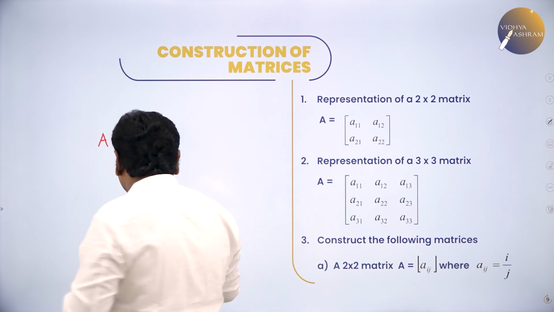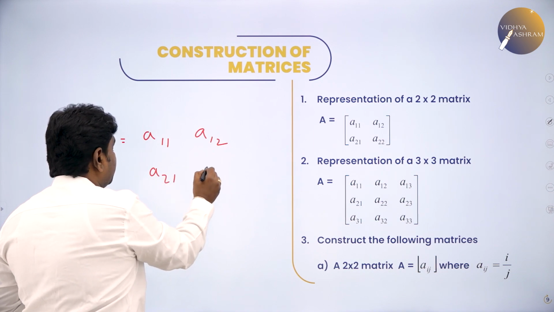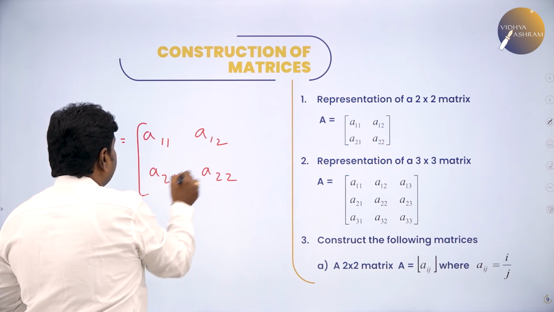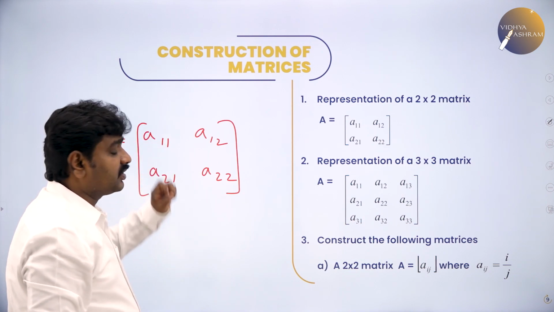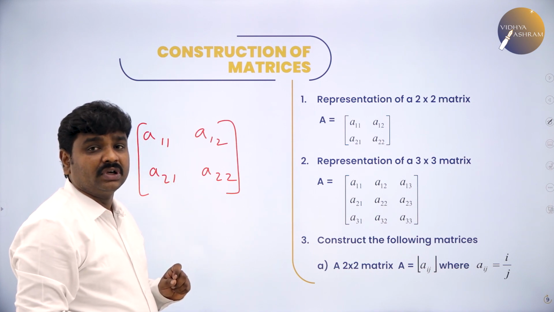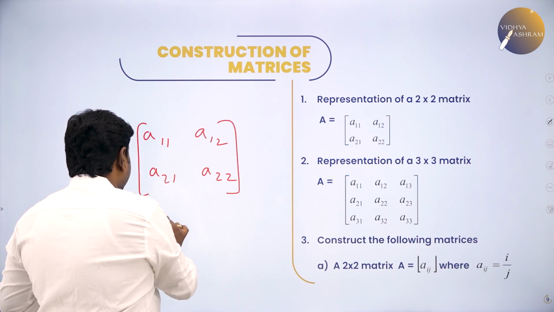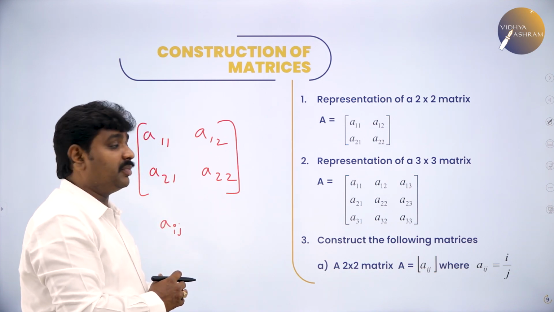So we read this as first row first element, first row second element, second row first element, second row second element: A11, A12, A21, A22. So now I have written a matrix which is a 2 cross 2 matrix. So now Aij means ith row, jth column element.